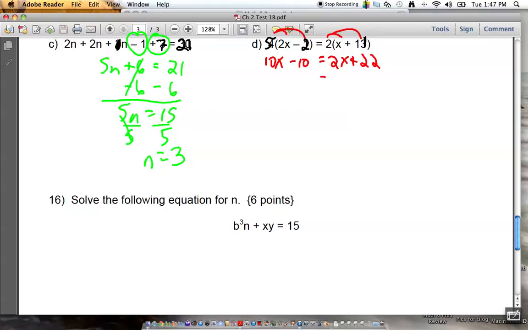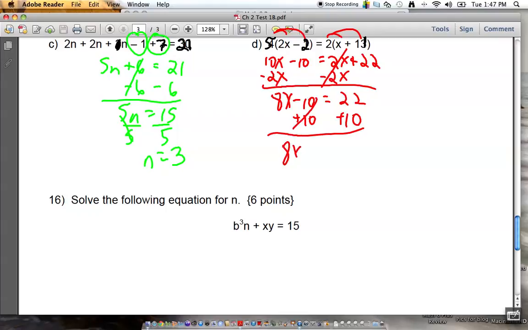Okay, so I'm going to subtract the 2x. I always start with the smaller number of x's. 8x minus 10 equals 22. What's my next step? Add 8. No, not add 8. Add the 10 to both sides. 8x equals 32. Divide by 8. X is 4. Very good. Okay, now we go to number 16.